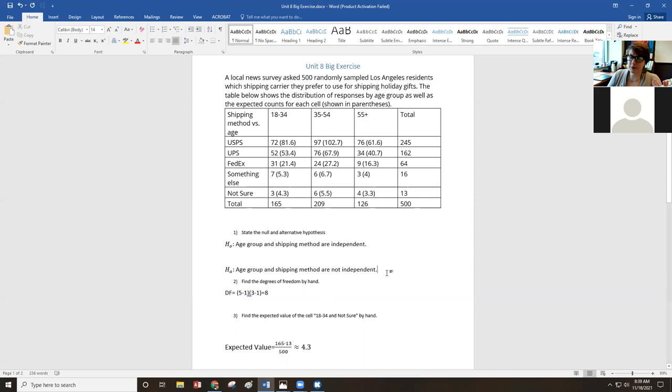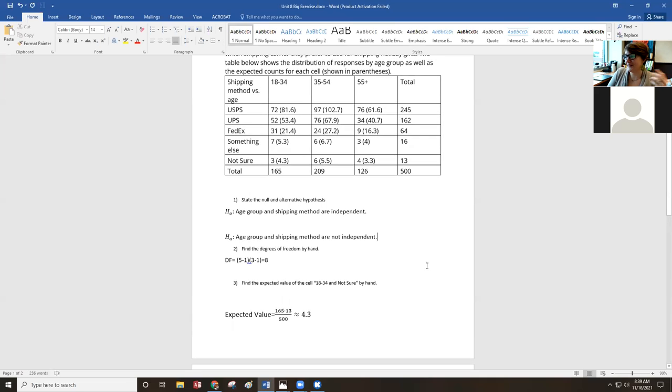I love this example. I pulled it from the textbook, but I like how there's people who are not sure what shipping method they use. Like, I also walk through my life with my eyes closed. So whatever.